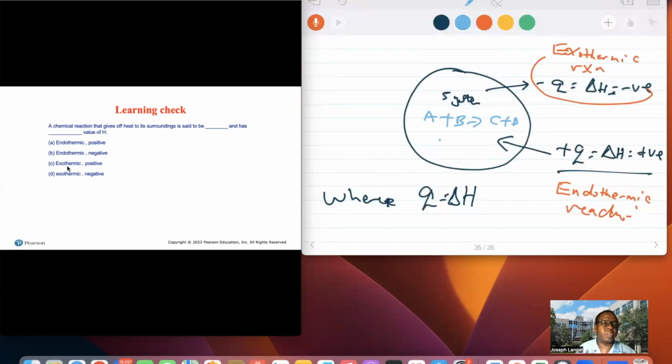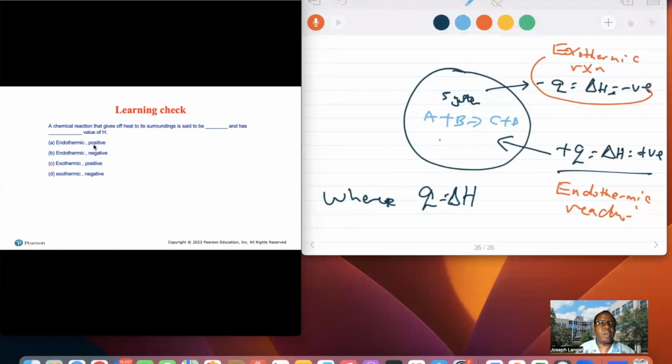Exothermic, negative. The correct answer is B. No. Exothermic, negative. The correct answer is D. Exothermic, giving away heat, and then it is negative. The value for that is negative.